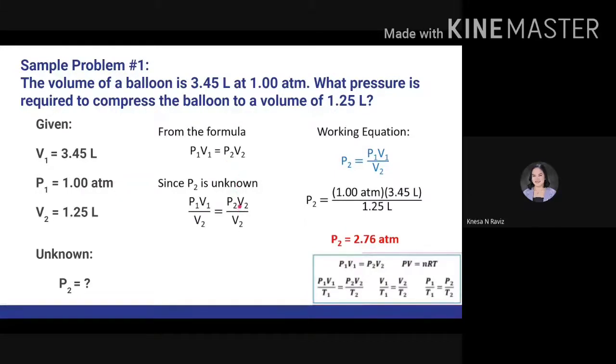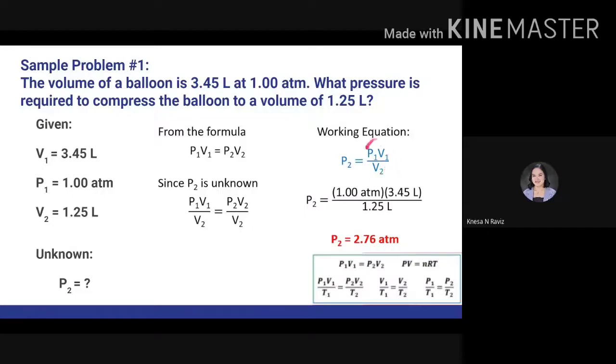What do we do? We divide both sides of the equation by V sub 2. This side of the equation divided by V sub 2, and this side also divided by V sub 2. That way, we are not changing anything about the equation. Notice that V sub 2 is present both in the numerator and the denominator, so that cancels out. That leaves us with a working equation: P sub 2 equals P sub 1 times V sub 1 divided by V sub 2.